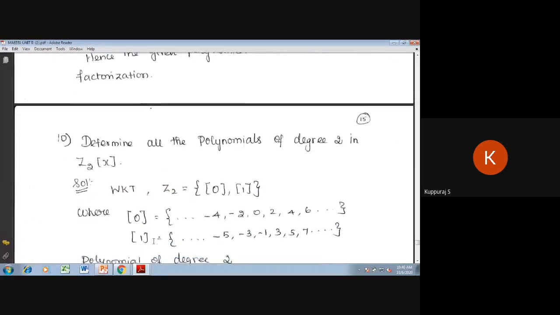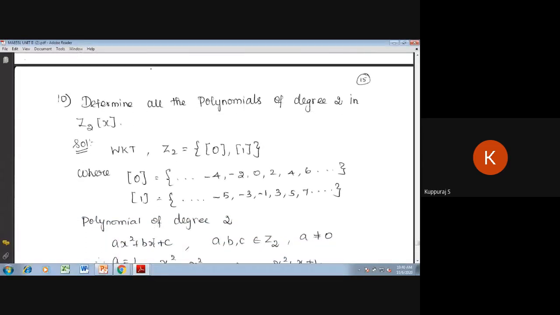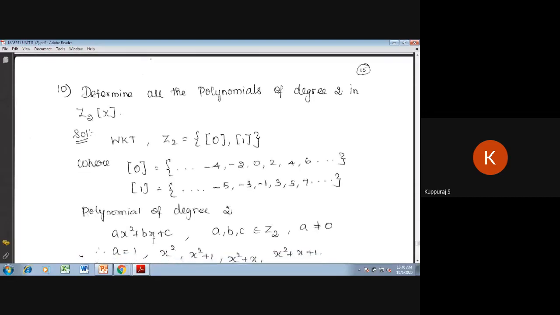On to the next problem: determine all the polynomials of degree 2 in Z2 of x. The set Z2 contains 0 and 1. The general form of a quadratic expression is ax square plus bx plus c, where the coefficients a, b and the constant term c all belong to Z2. Z2 contains only two classes, that is 0 and 1.